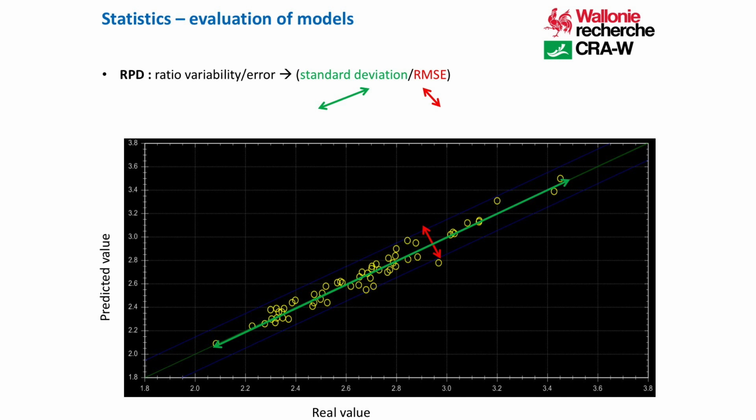For example, if you have an RPD of 2, it means that you can create two groups. If this RPD is 10, for example, it means that you are able, by these techniques, to separate 10 different groups. When you use the mid-infrared techniques, in general, the RPD is about 40. It means that you are able, by using these techniques, to predict the total fat of the milk and create 40 different groups. It means that this technique is very, very precise.